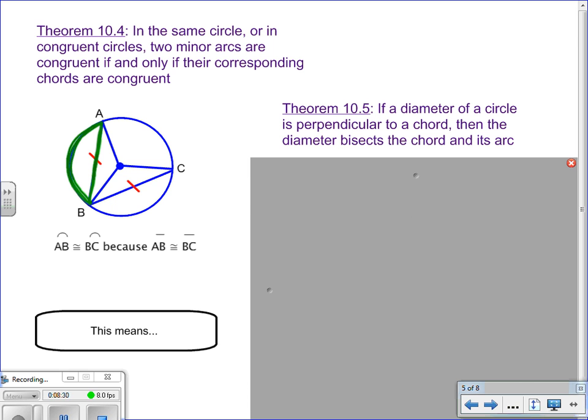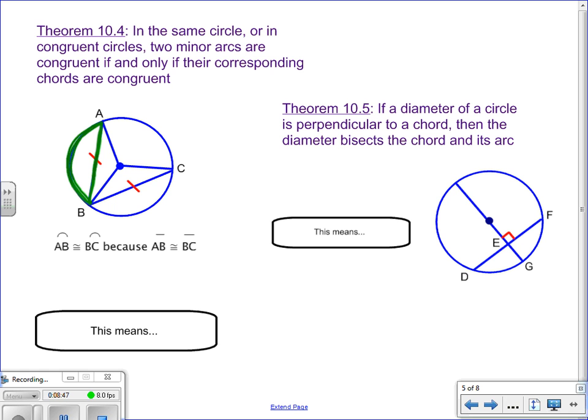Okay, next theorem, we have 10.5. Now this one says if a diameter of a circle is perpendicular to a chord, then the diameter bisects the chord and its arc. So bisects, remember, that means that it's cutting it in the middle. Okay, so here's the picture of that. You have the diameter that's running through the center. Okay, so E and G are on the diameter. And then the chord, DF, is perpendicular to that diameter. And you see that by the red box.